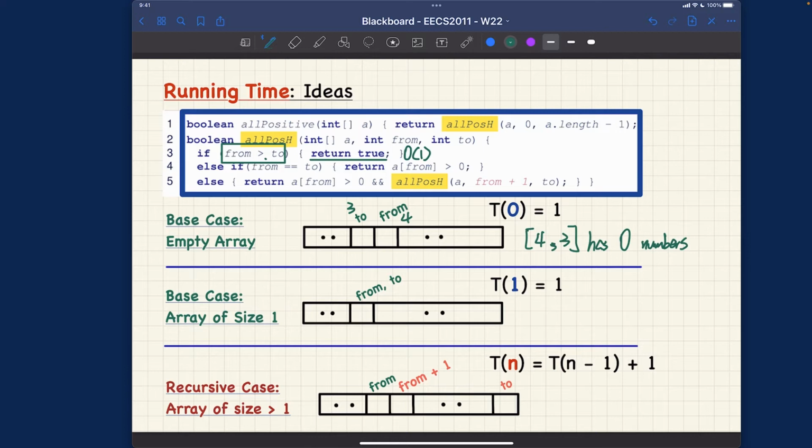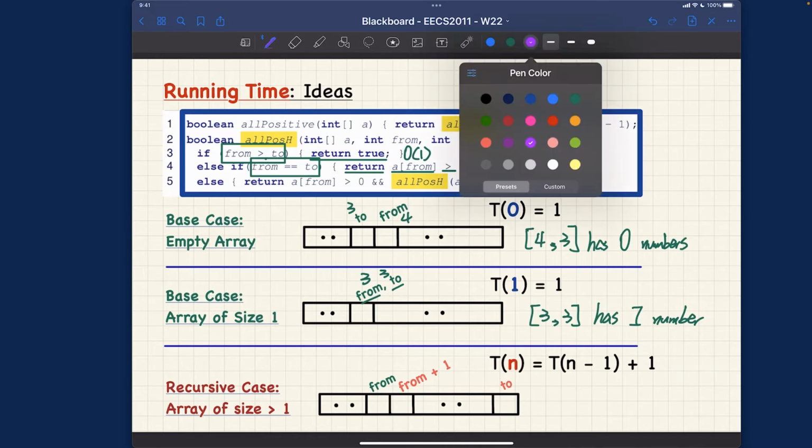The second base case we have is when from is exactly equal to to. For example, let's say we got from 3 and to also 3. In that case, how many numbers do we have in this particular interval? Exactly just 1 number. So in that case, what was the running time? Also a return statement, and also array indexing, and also some relational operation. It would be big-Theta of 1. So far, so good. Let's now take a look at the recursive case over here.